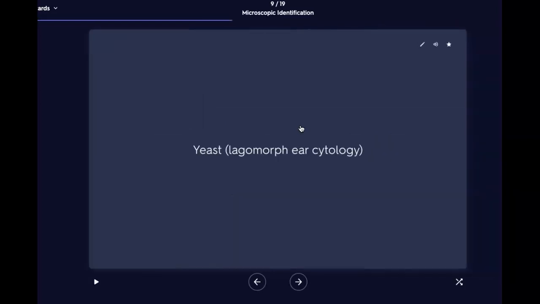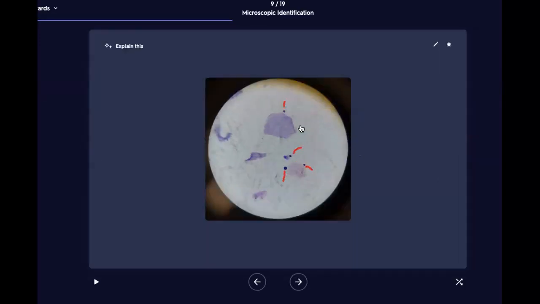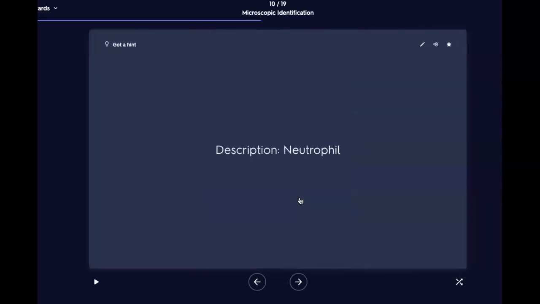Next, so to see what our actual yeast looks like, we're just looking at the pathogenic organism. So these are in the lagomorph ear cytology, right? So this is Hutch's ear cytology. So we have those really dark purple dots right here. Now, if bacteria were in this slide, it'd be even smaller. So that's how we were able to differentiate and know that that's yeast and not bacterium.